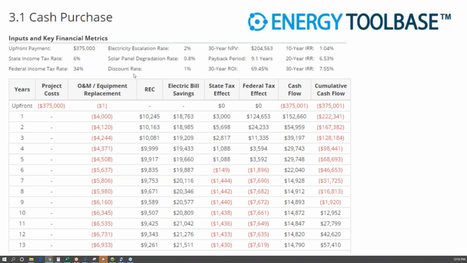We're going to look at a modeling software called Energy Toolbase. I use Energy Toolbase because it's simply faster than building my own Excel model. They make really good cash flow analysis sheets that are clear enough to make a CFO smile.